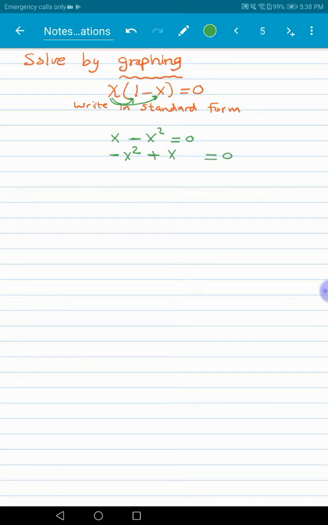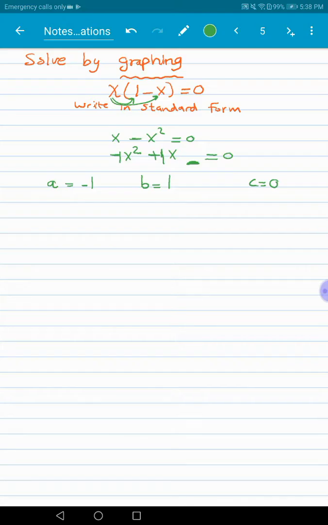What are the values of a, b, and c? The a is minus 1, the number that comes before x squared. The b is 1, the coefficient of x, and the c is the y-intercept, or the number that appears alone, which is 0 in this question. No c. It should be here, but it's missing. So we found a, b, and c.